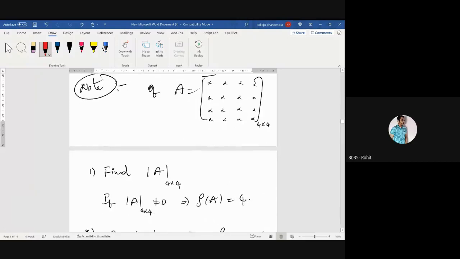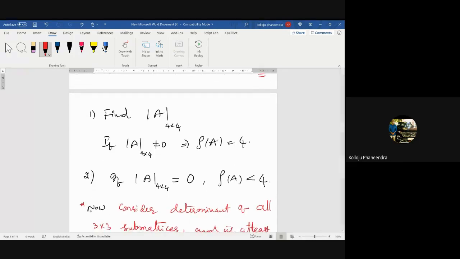Sir, how to find the determinant for a 4 by 4 matrix? That's what I explained now. See this one, note, a 4 by 4 matrix I have considered. First, what do I have to consider? The 4 by 4 determinant. After getting the 4 by 4 determinant, if the determinant is not equal to 0, then the rank is 4.